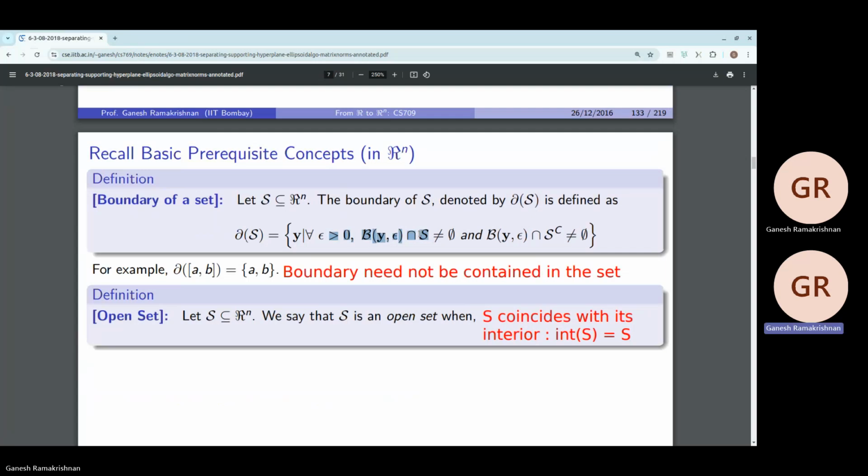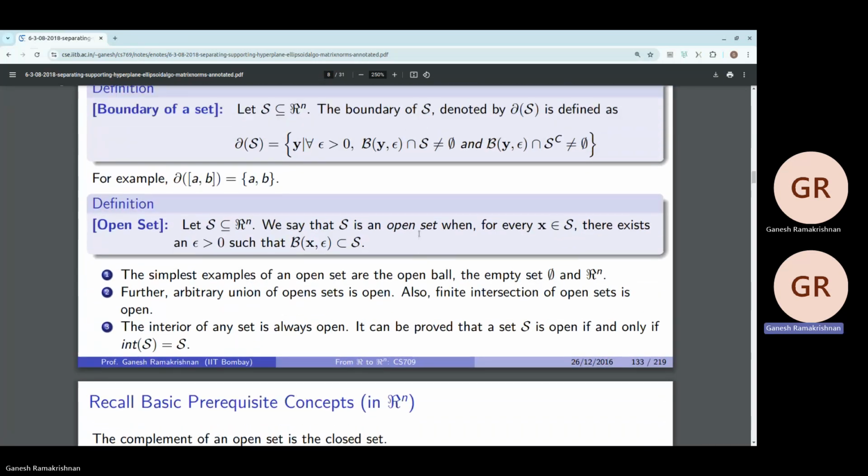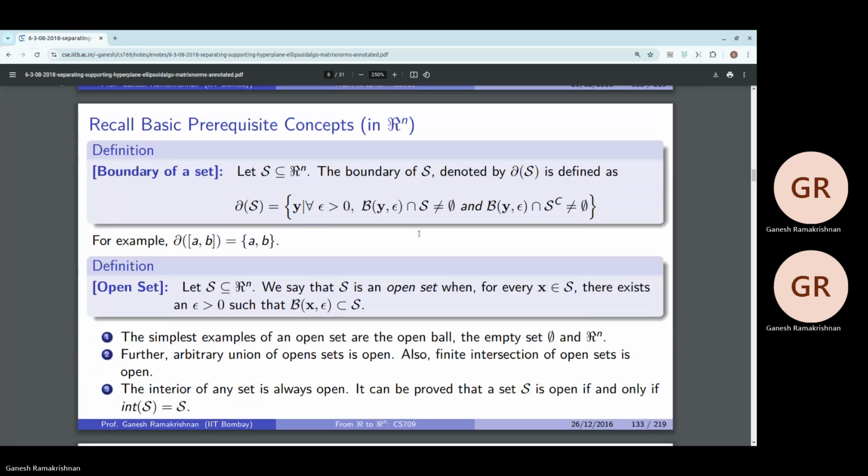And what's an open set? An open set is such that there exists an epsilon such that the ball B(x, epsilon) is a proper subset of S, for every x. No matter which x I take, I should be able to find a ball, some epsilon, which lies completely inside that set.